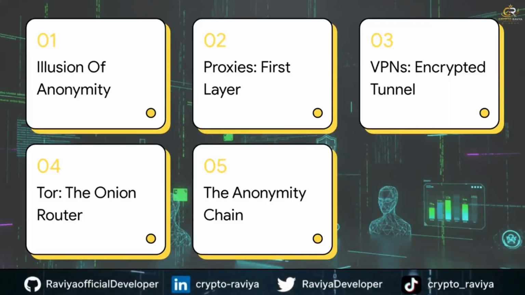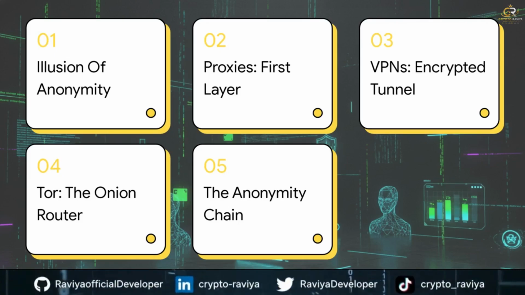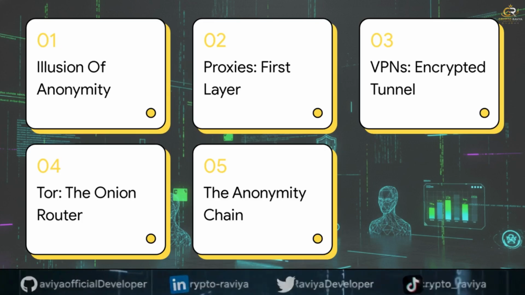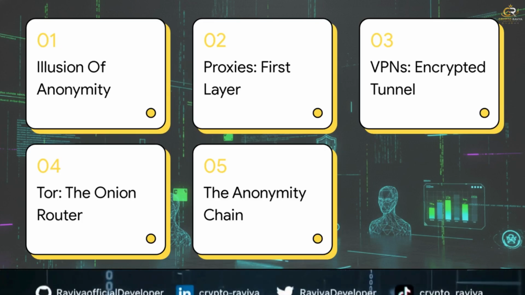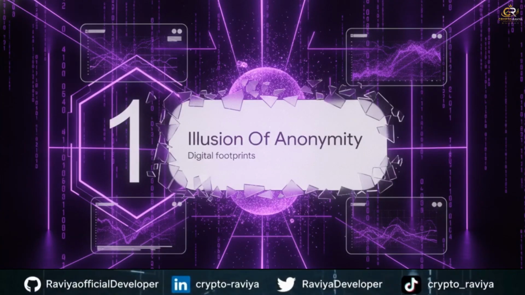Here's our roadmap for this explainer. We'll start with the illusion of anonymity, move through proxies as our first layer, VPNs as the encrypted tunnel, Tor as the onion router, and finally, actually forge an anonymity chain. Section 1. The illusion of anonymity.